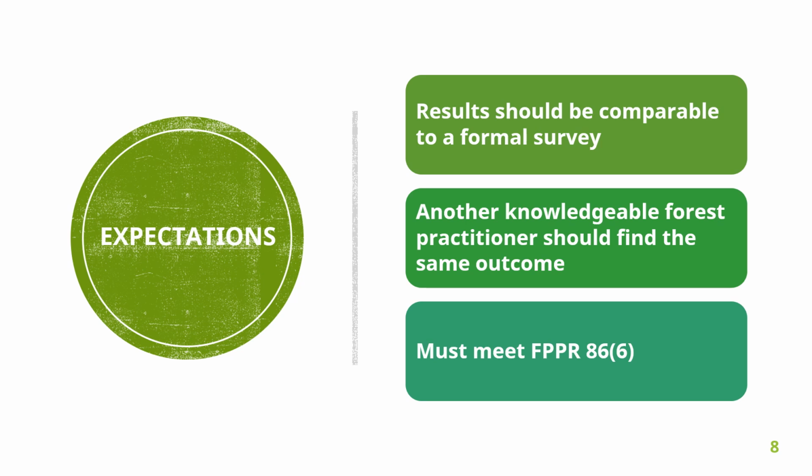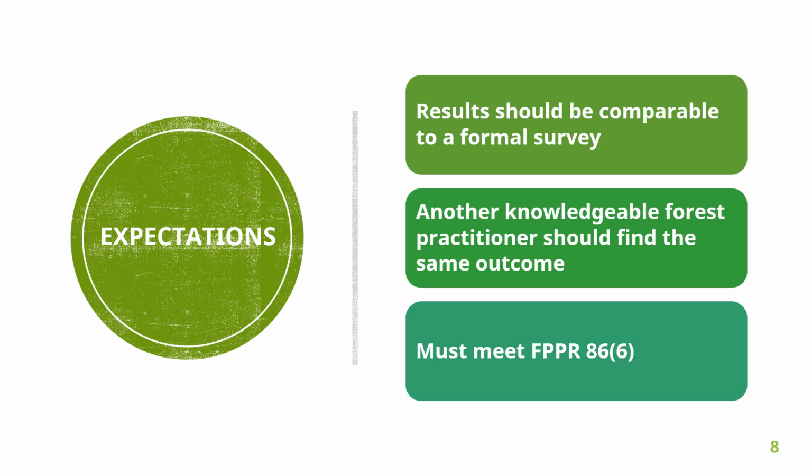Similarly, your results need to be reproducible. Another experienced surveyor should come up with the same forest cover labels and stalking status determination. And lastly, you need to make sure that you can meet your legal requirements. FPPR, the Forest Planning and Practices Regulation, Section 86.6, requires information, like your forest cover, to be reported in a form and manner that is satisfactory to the minister.